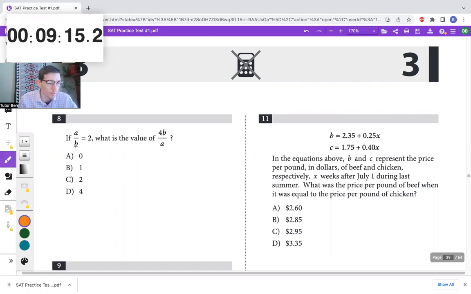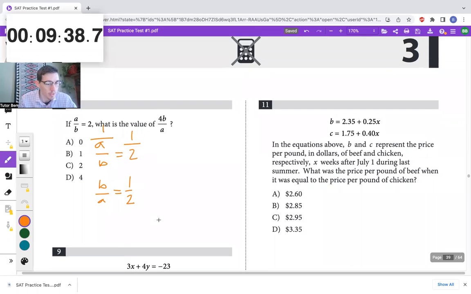Well, I can do that. There's two ways I can do that. I can think of this as putting all of this over 1. And 1 over a over b is going to come out as b over a. And you can do the arithmetic on that and confirm it.